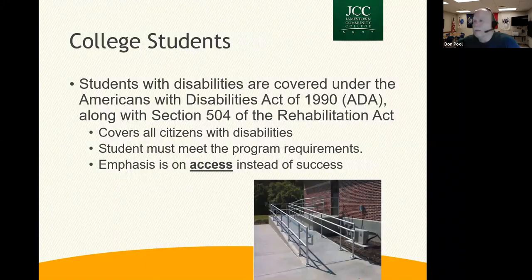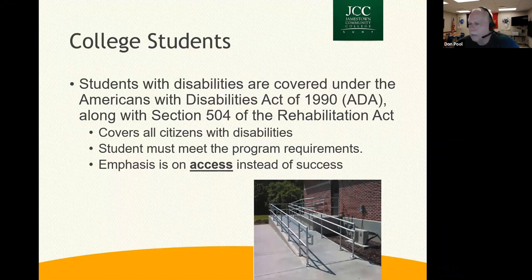Now that you're in college, things have changed quite a bit. You're no longer covered under the IDEA because you're not in kindergarten through 12th grade. But students with disabilities are covered under the Americans with Disabilities Act, commonly known as the ADA, and Section 504 of the Rehabilitation Act. This covers all citizens with disabilities, and the big difference here is students must meet the program requirements to be students and participate in classes at college. The emphasis is on access instead of success.